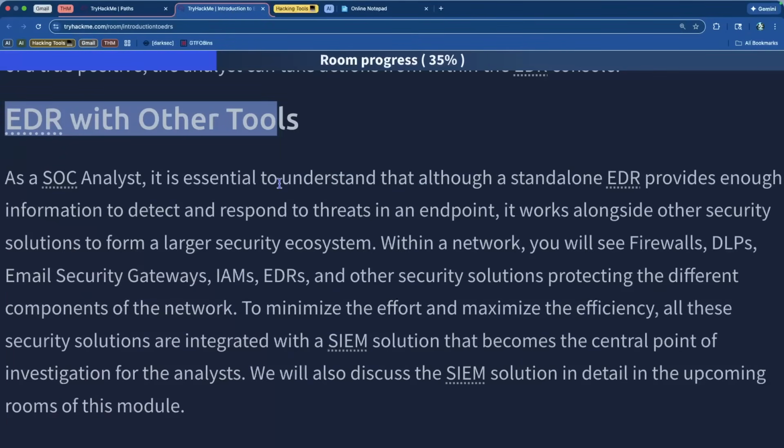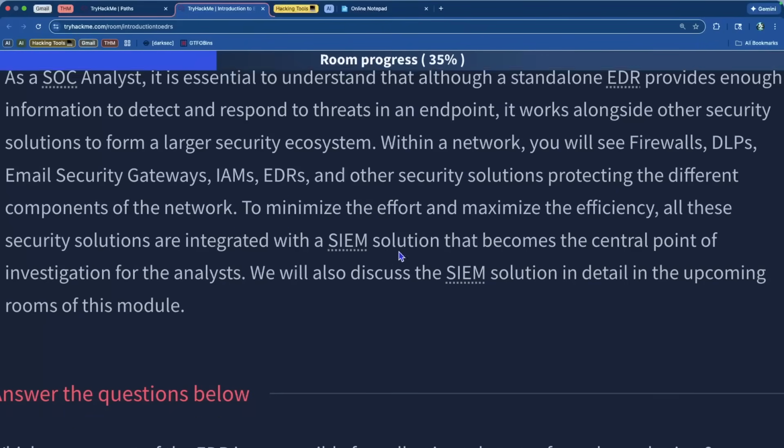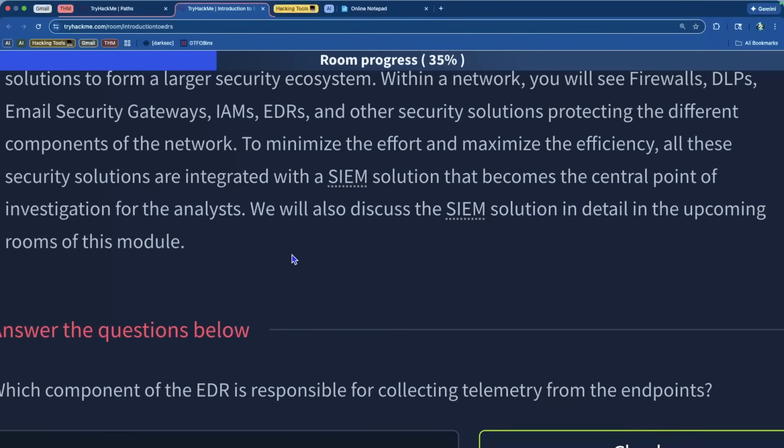It's essential to understand that although the standalone EDR provides enough information to detect and respond to threats in an endpoint, it works alongside other security solutions to form a larger security ecosystem. Within a network, you'll see firewalls, DLPs, email security gateways, and everything else protecting the different components of the network. To minimize the effort and maximize the efficiency, all these security solutions are integrated with a SIEM solution that becomes the central point of investigation for the analyst.